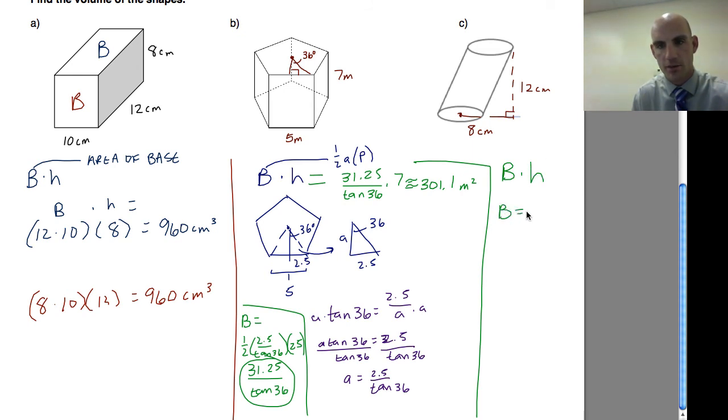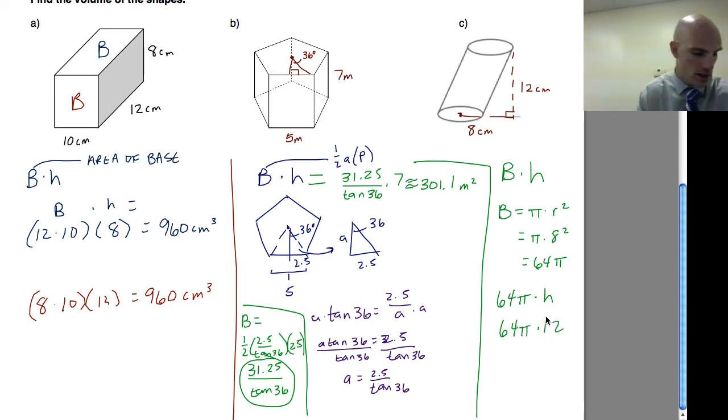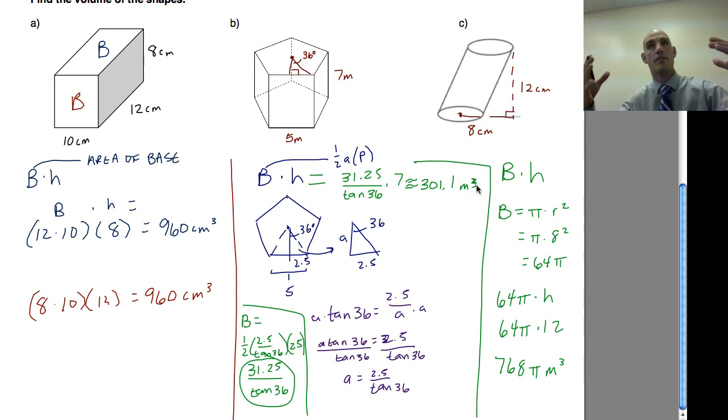The base is equal to pi times radius squared, which is pi times 8 squared, 64 pi. And then 64 pi times the height, 64 pi times 12, 64 times 12, 768 pi meters cubed. This one should also be meters cubed, and that's all there is to it. Area of the base times the height. That's all there is, guys.